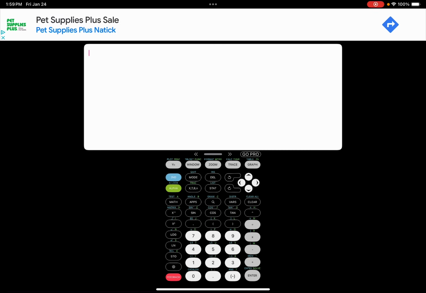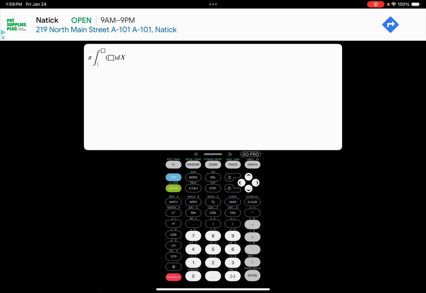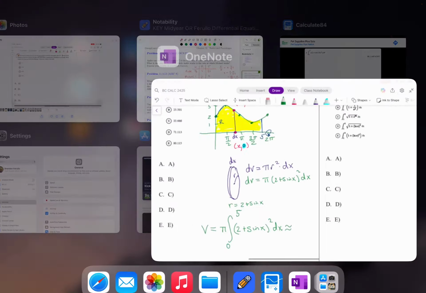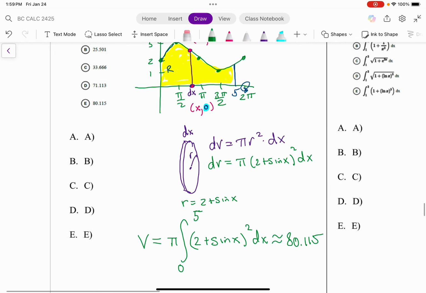Okay, and so we're going to integrate, we'll put pi first. Pi times the integral from 0 to 5 of (2 plus sine of x) squared dx. We're getting 80.115, and that is answer choice E.